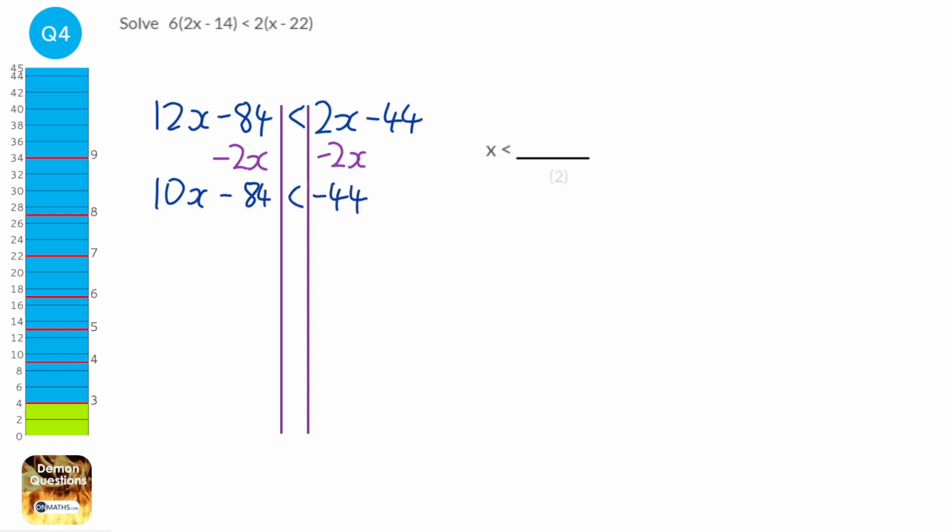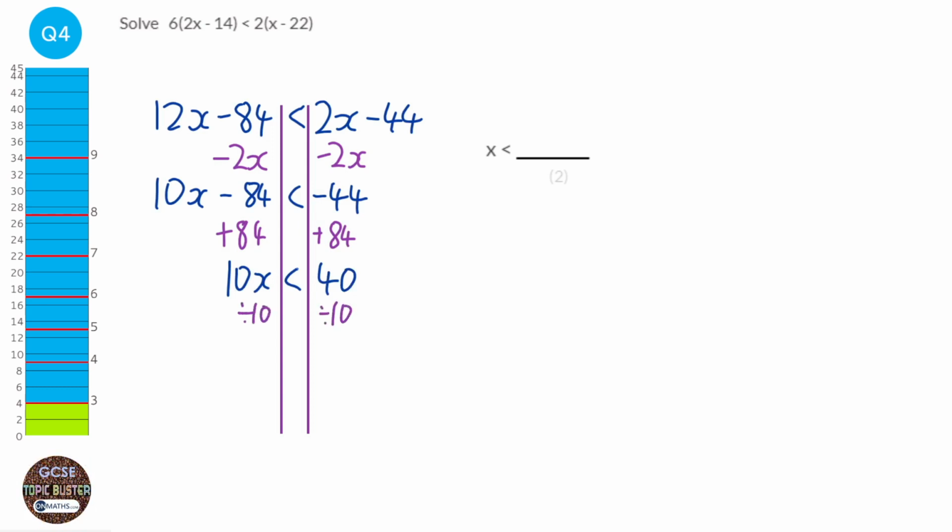So we've got minus 44 there, but that won't be a problem because we're going to add 84 to both sides. And so we've got 10x is less than 40. Then we divide both sides by 10 to get what x is less than, and that would be 4. So our answer is x is less than 4.